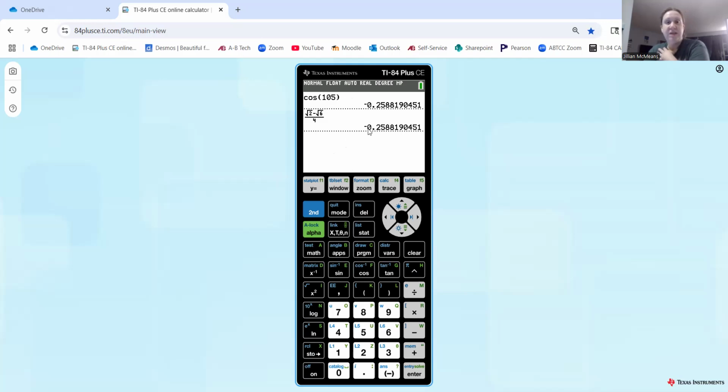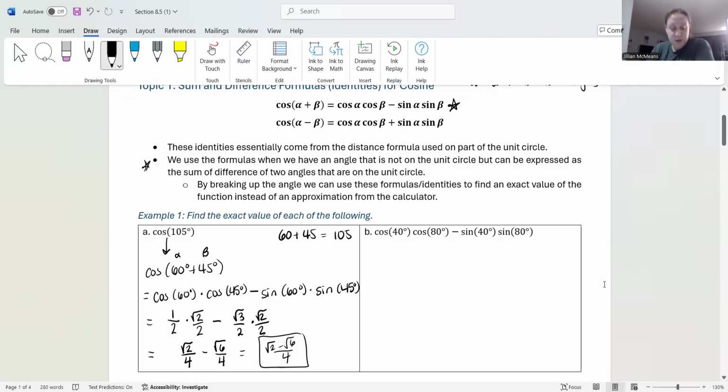Let's go back to the worksheet. Let's look at another one. This time we're going to look at the formulas, but in reverse, okay? So for part B, we have cosine 40 times cosine 80 minus sine 40 times sine 80. Well, what in the world's going on there?